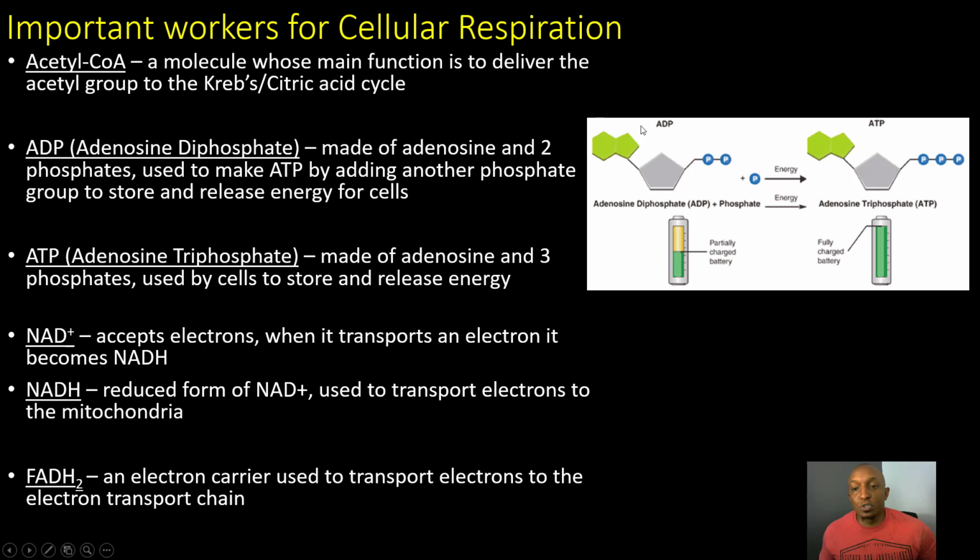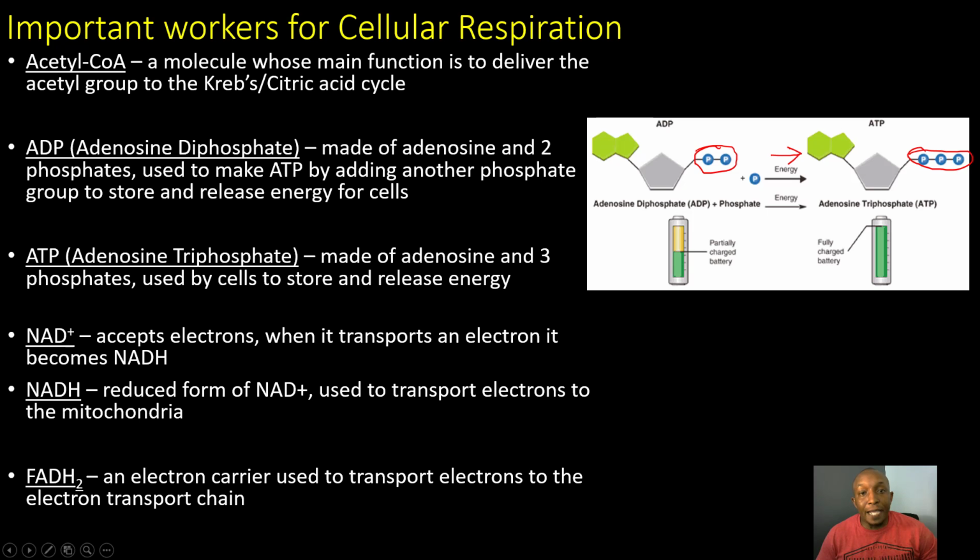I always like to use the analogy that ADP is like a partially charged battery, while ATP is a fully charged battery. And the way it works is, remember, ADP only has two phosphates, but when we add this additional phosphate to ADP, it turns into ATP, or adenosine triphosphate, which means now we have those three phosphates, and this is a fully charged battery ready to be used for energy consumption.